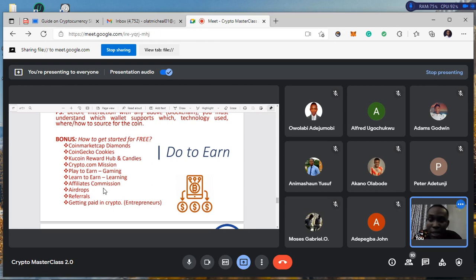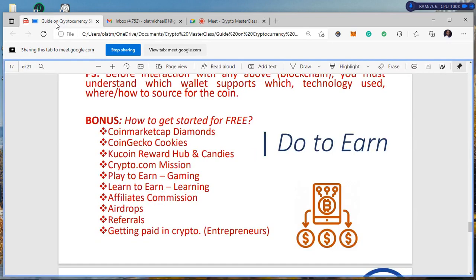You can come to me, sell your crypto to me, and I pay you your money. You don't need to stress yourself waiting in one long queue to get your money from the bank. So these are ways you can get started for free and also enjoy the benefit of crypto.